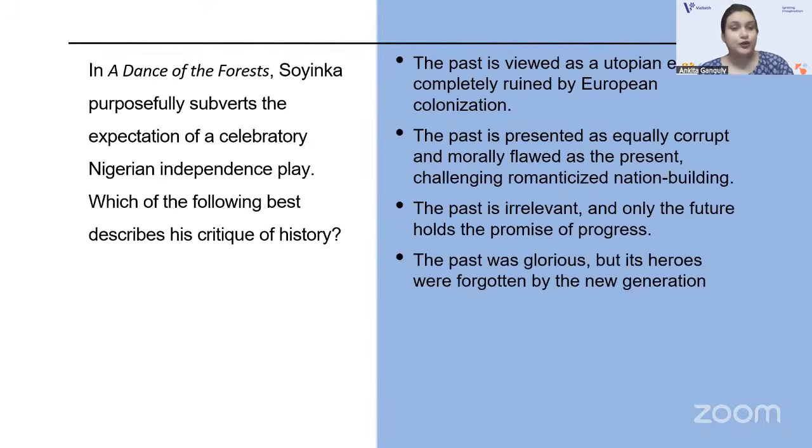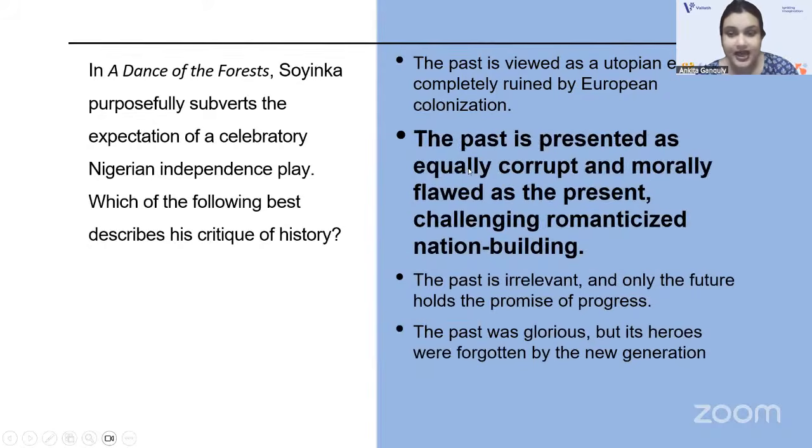In A Dance of the Forests, Wole Soyinka purposefully subverts the expectation of a celebratory Nigerian independence play. Which of the following best describes his critique of history? How is he subverting and critiquing it? By showing the past as equally corrupt and morally flawed as the present, which challenges romanticized nation building.